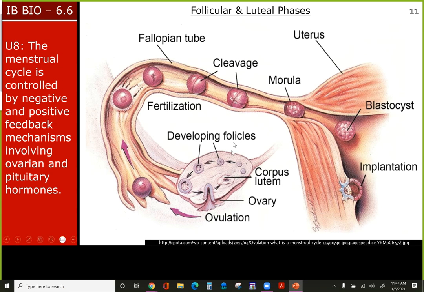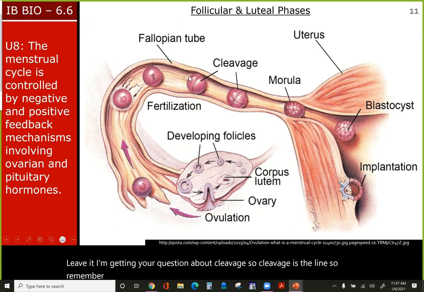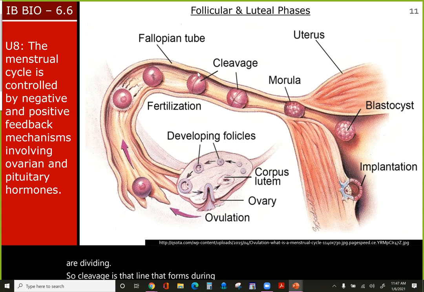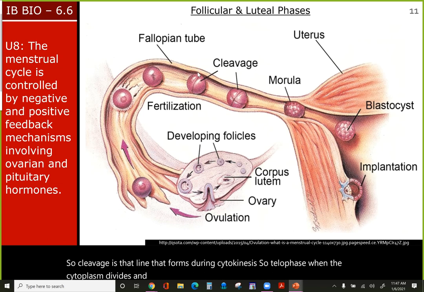Cleavage. I'm getting a question about cleavage. So cleavage is the line. Remember mitosis, PMAT: prophase, metaphase, anaphase, telophase, when cells are dividing. Cleavage is that line that forms during cytokinesis. So in telophase, when the cytoplasm divides, it's the last step of mitosis, right?